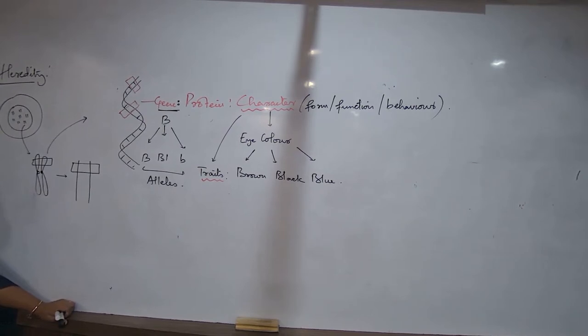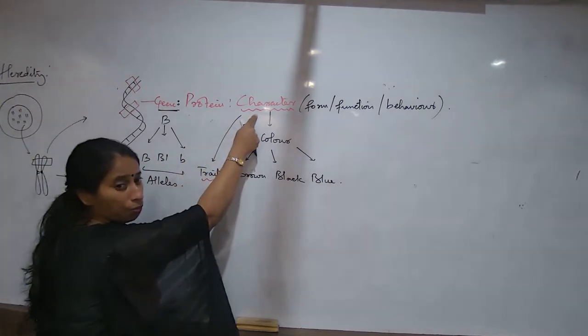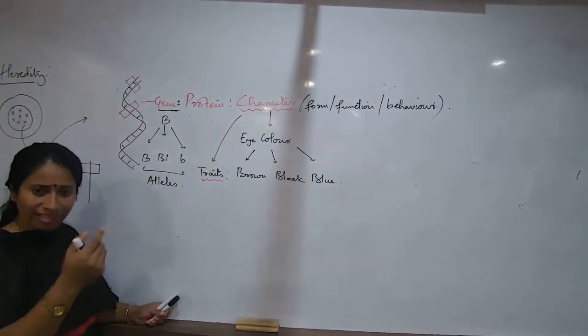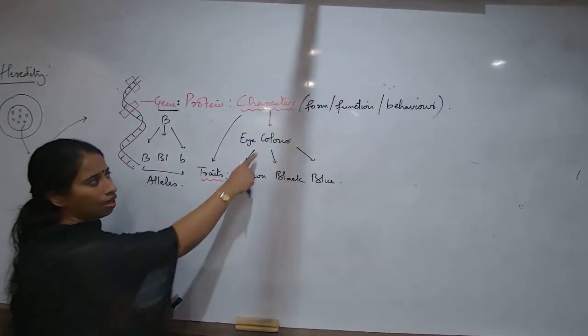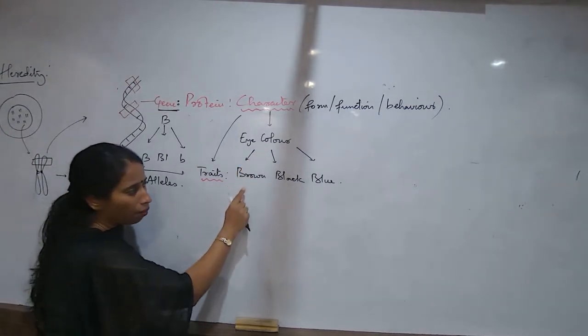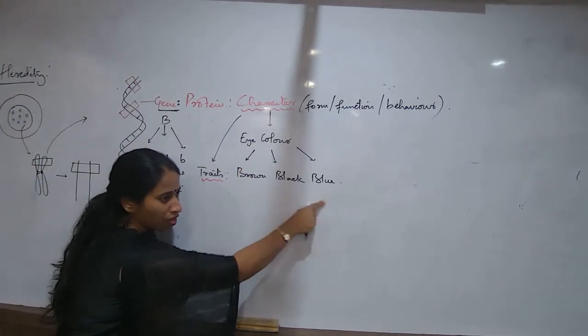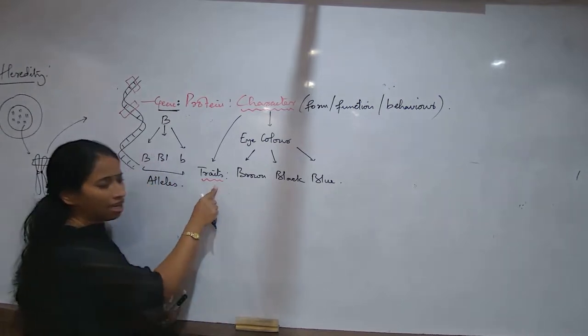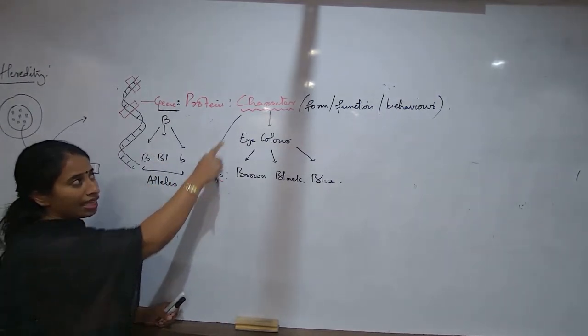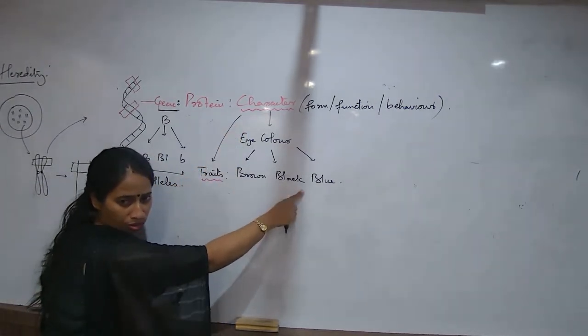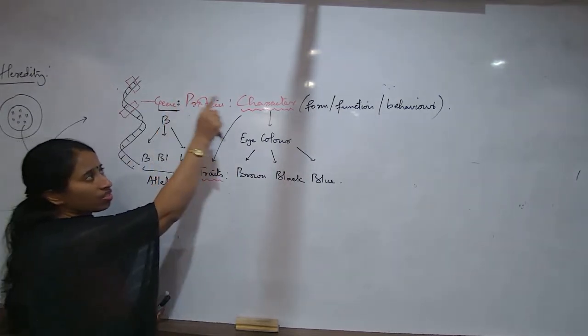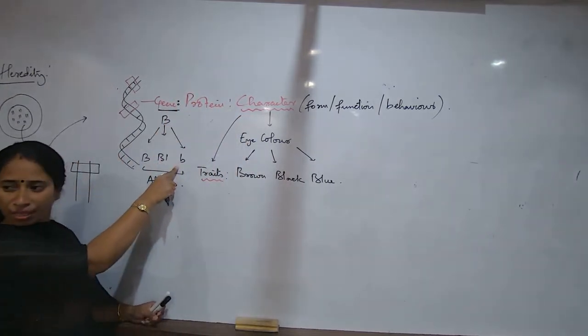Not at all. So we understand that for any particular character in the human population, or plants, or any other animal forms, they are not in the same form, but they have variable forms. So what are these variable forms of a character known as? Traits. So if the character has variable forms, the gene which is regulating the character should also have variable forms.